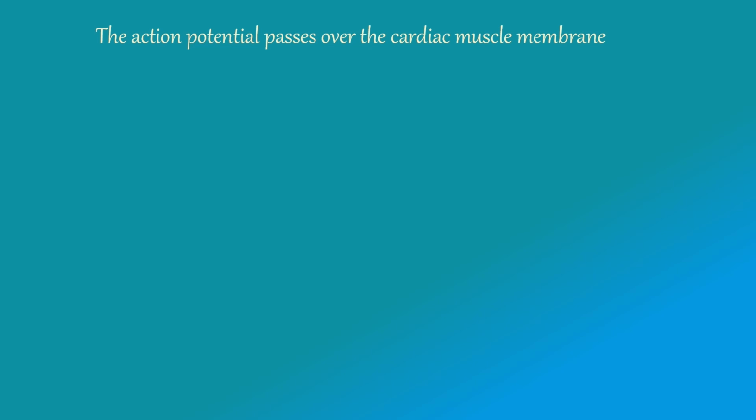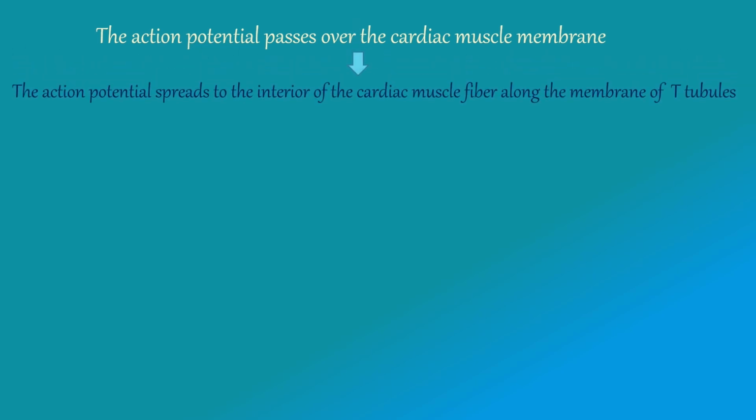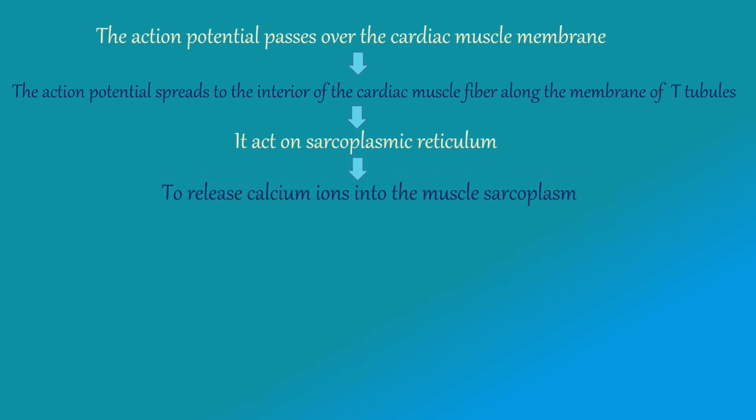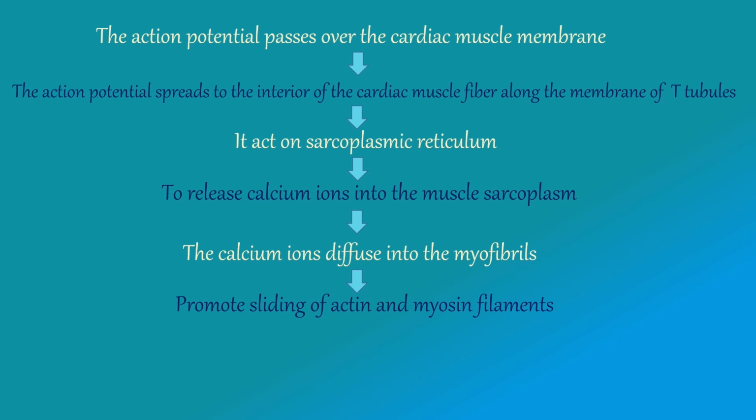When the action potential passes over the cardiac muscle membrane, the action potential spreads to the interior of the cardiac muscle fiber along the membrane of the T-tubules. Then it acts on the sarcoplasmic reticulum to release calcium ions into the muscle sarcoplasm. So the calcium ions diffuse into the myofibrils to promote sliding of actin and myosin filaments, and as a result, it produces muscle contraction.